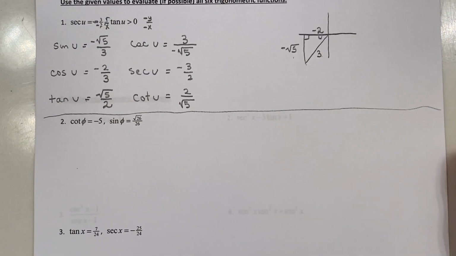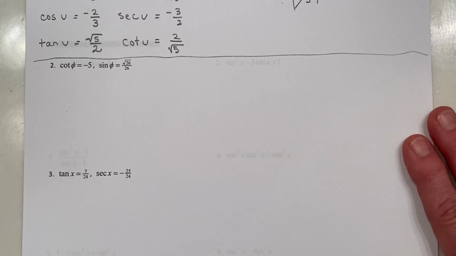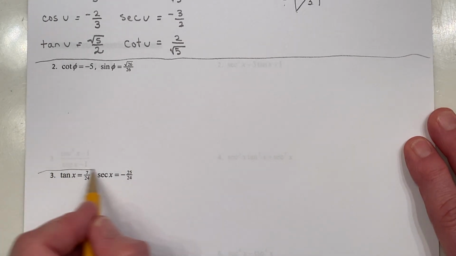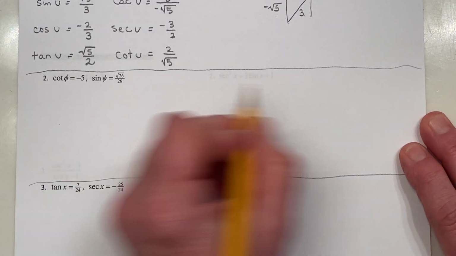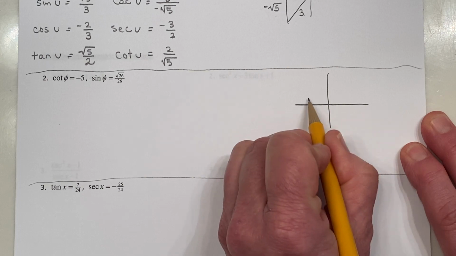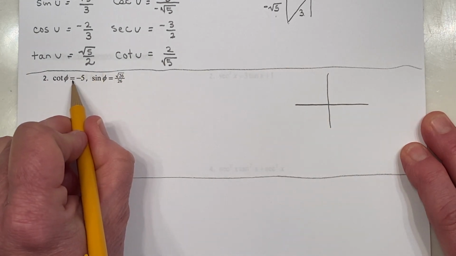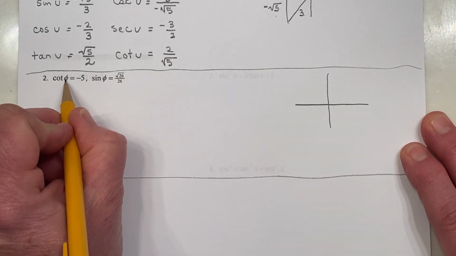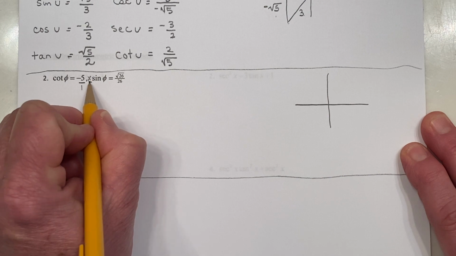All right, 2 more examples, same objective: find the remaining trig functions using a right triangle to help us. Let's get our coordinate plane ready. I don't know yet what quadrant I'm going to put my right triangle in, but the clues are in here. Cotangent is x over y, so let's make -5 a fraction. This is x, this is y.